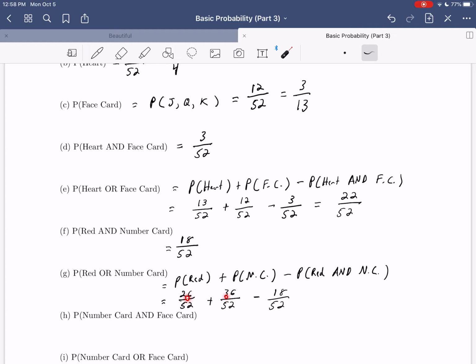In this case, though, 26 plus 36 minus 18. We can check that on a calculator, of course. 26 plus 36 minus 18.